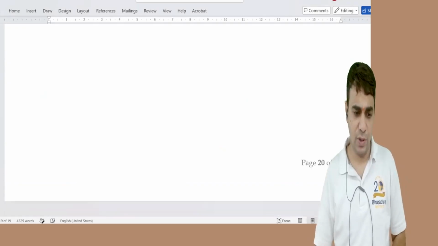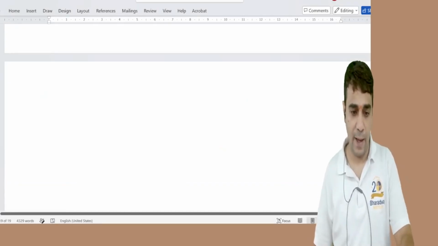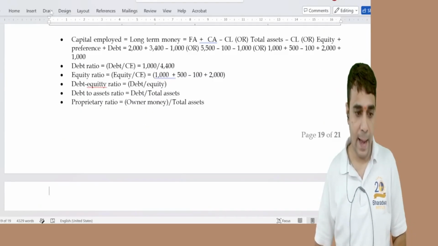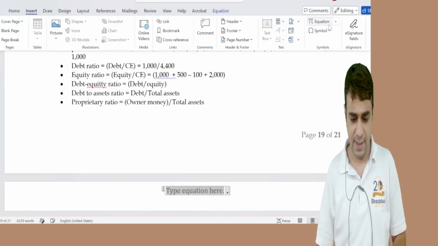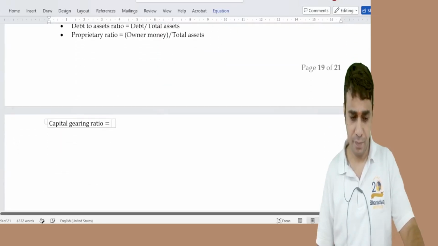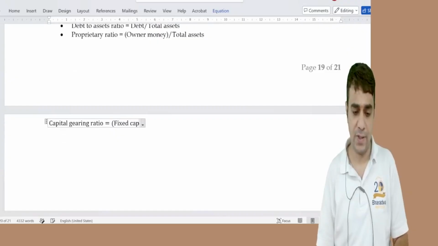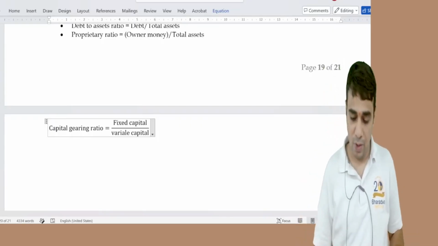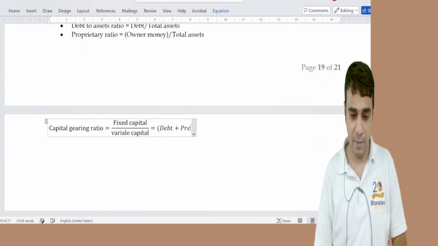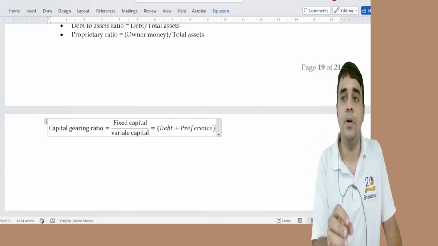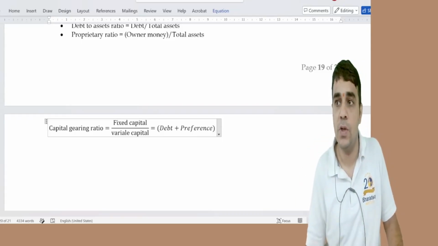This ratio we used in one of the questions when I did the cost of capital question. Capital gearing ratio. That time I said I can't explain it. The formula of capital gearing ratio is fixed capital by variable capital. This is the real formula. Okay, we don't use this word. Fixed capital by variable capital. What is fixed capital? Debt plus preference. Why it is called fixed capital is that on this capital your outflow is fixed in nature.